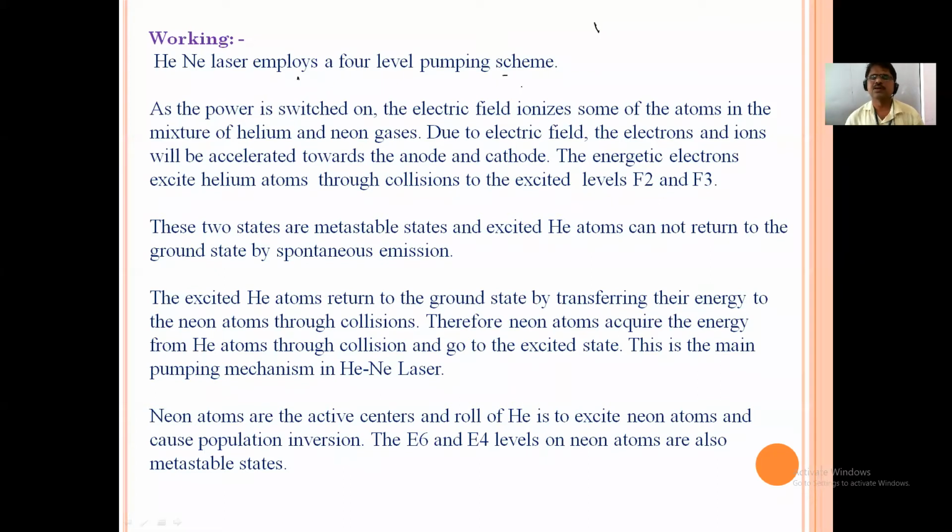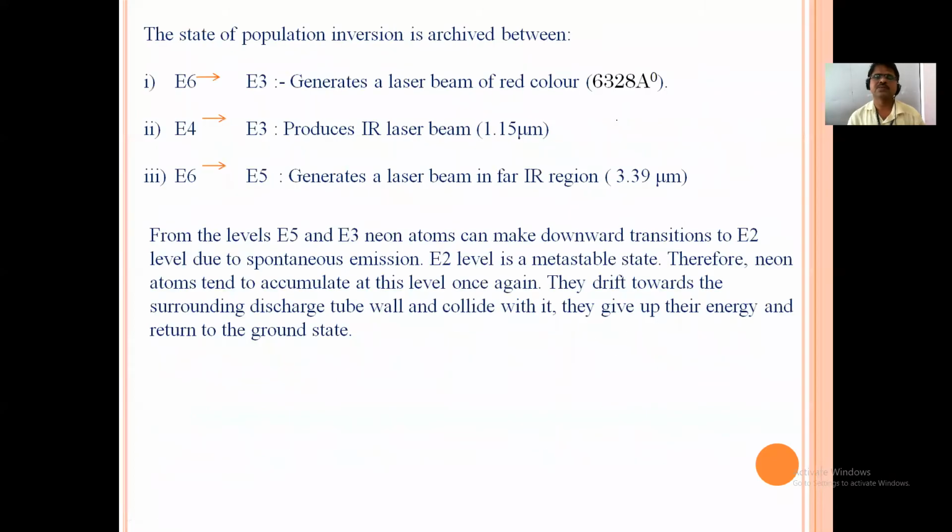Okay, then three types of lasers we are getting from this. First laser is red light. What is the wavelength of this? 6328 Å. Second laser we are getting in the IR region, and third one is the far IR region. Far IR wavelength is 3.39 micrometer, and IR region wavelength is 1.15 micrometer. Okay, it is completed for last lecture, this HeNe laser.